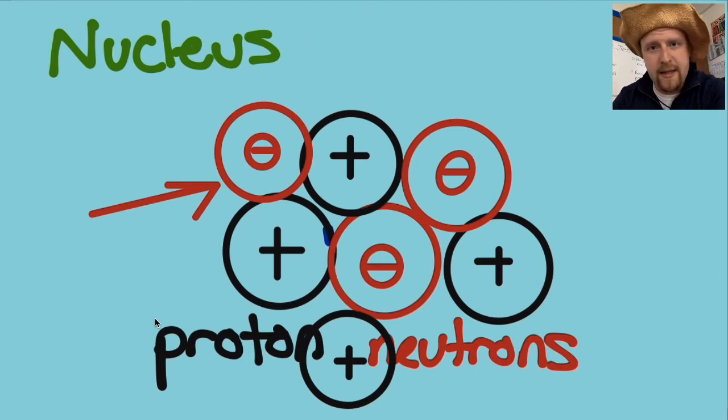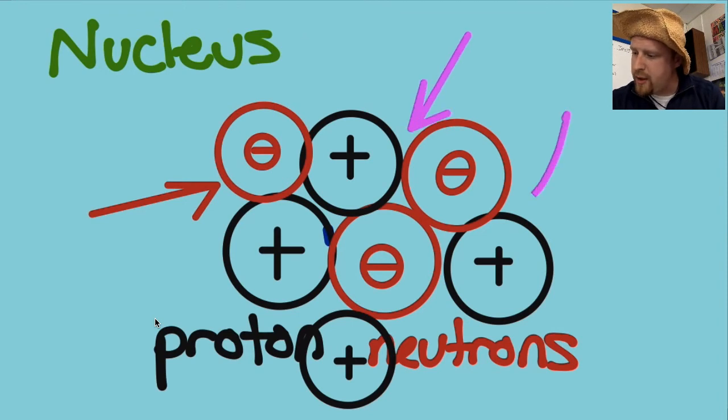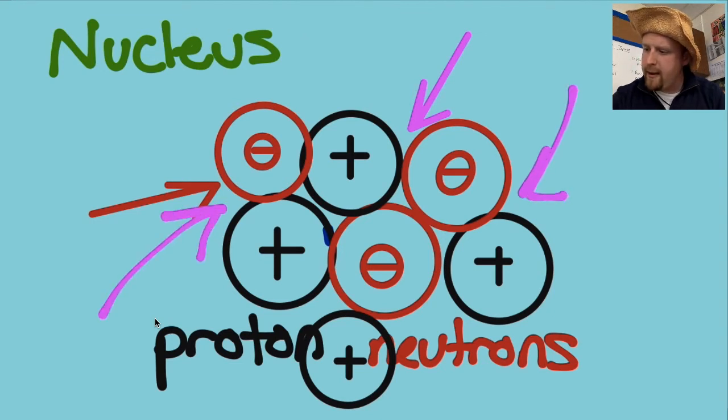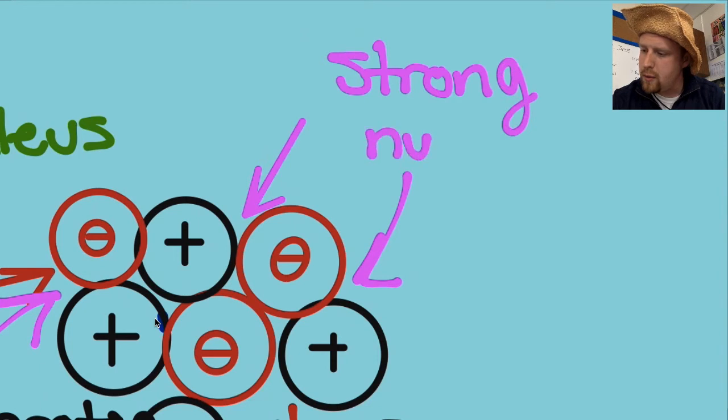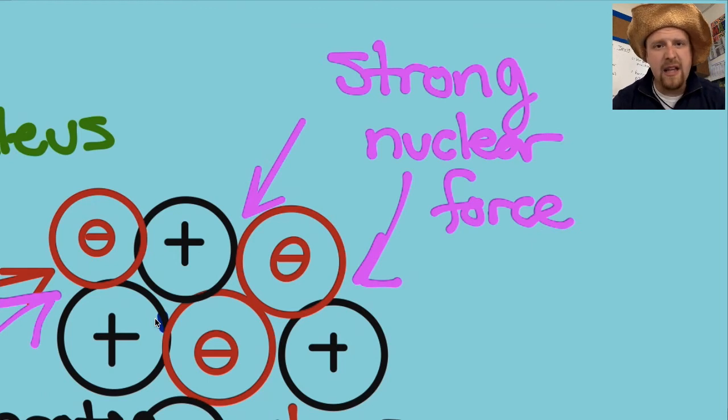So this nucleus is held together by kind of like a subatomic glue. We call this glue a type of force. This force, which interacts inside all of these particles between protons and neutrons, is called the strong nuclear force. It is kind of like the glue that holds the whole entire nucleus together.